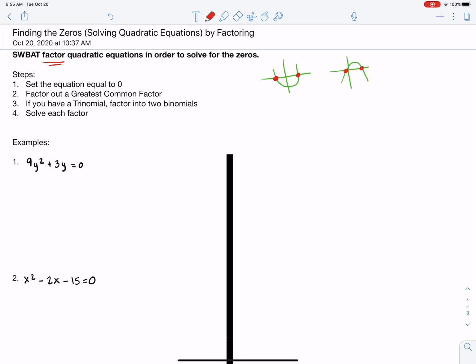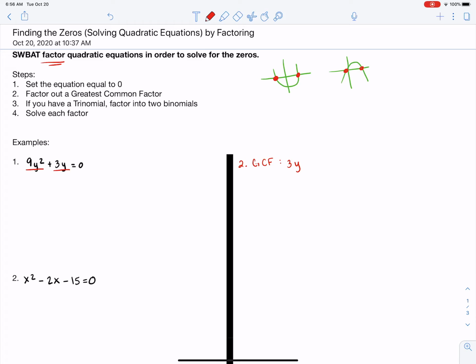Okay, so example number 1, 9y squared plus 3y. Step 1 says to set the equation equal to 0. That's good. Already done. Step 2, factor out a GCF. So the greatest common factor between my 2 terms, 9 and 3. The biggest number that divides into 9 and 3 is 3. Now, the greatest common factor really is the biggest thing that both of those pieces share. So we know they both share a 3, but they also both share a y.